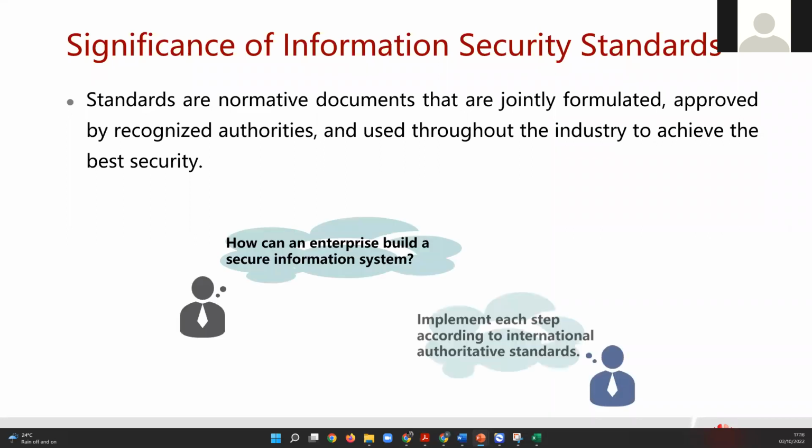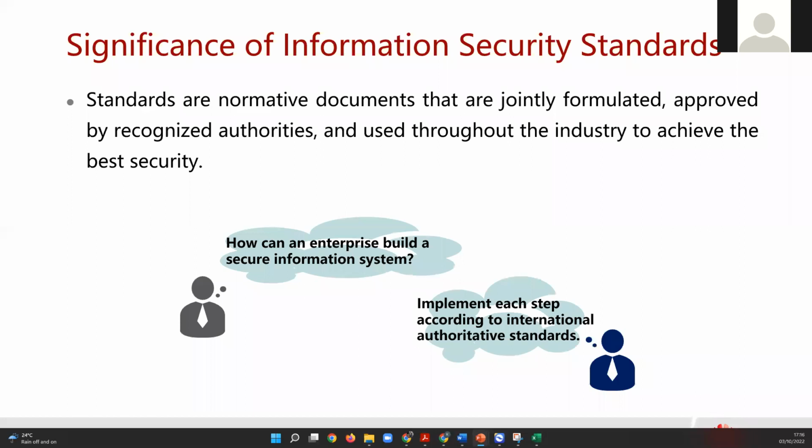Somebody may ask themselves, how can an enterprise build a very secure information system? We're not talking about an application, a desktop application or something like that. We're talking about a way of doing things, an information system. So how can it be secure? They ensure that they implement each of the steps according to the international authoritative standards.